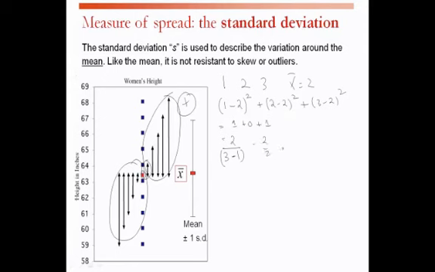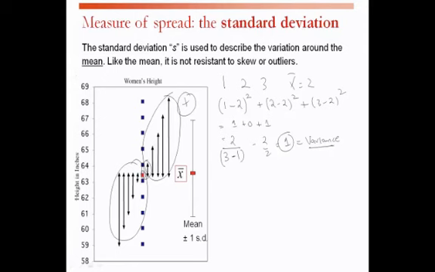This is called variance. And standard deviation is nothing but the square root of that number. In this case, 1 again. Okay? So both values are the same. But that's it. That is the measure of spread.